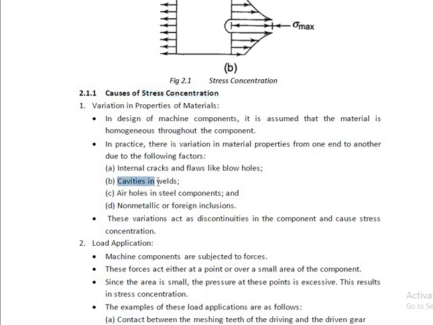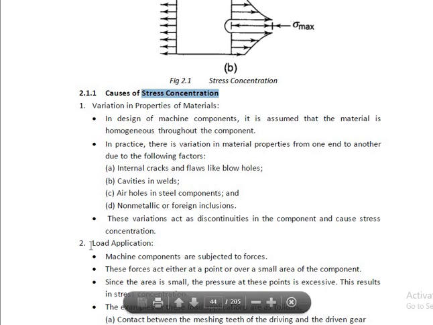Cavities in welds. While performing a welding operation, there is a chance of formation of cavities. Air holes in the steel component, non-metallic or foreign inclusions. These all cause heterogeneity of the component. These factors contribute towards the variation in properties of the material, and due to this variation, there is a chance of stress concentration.